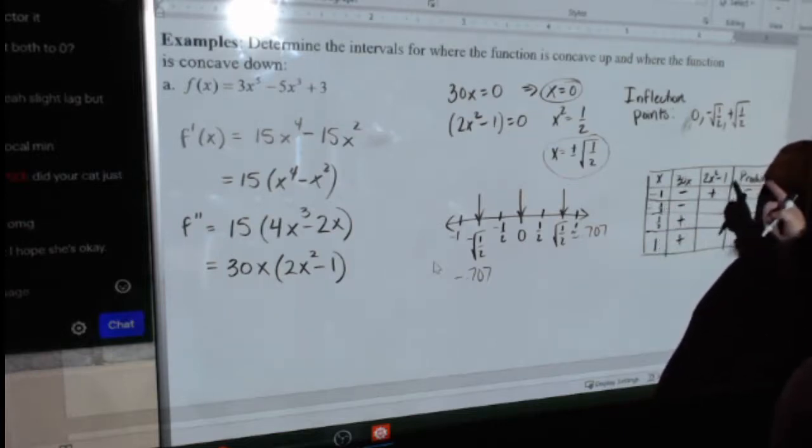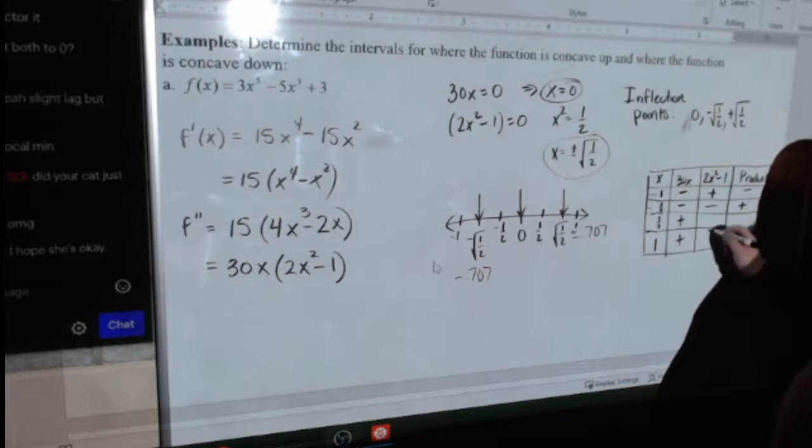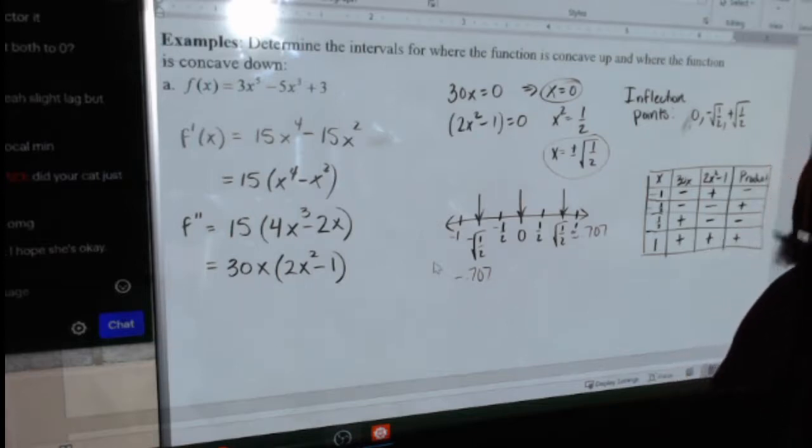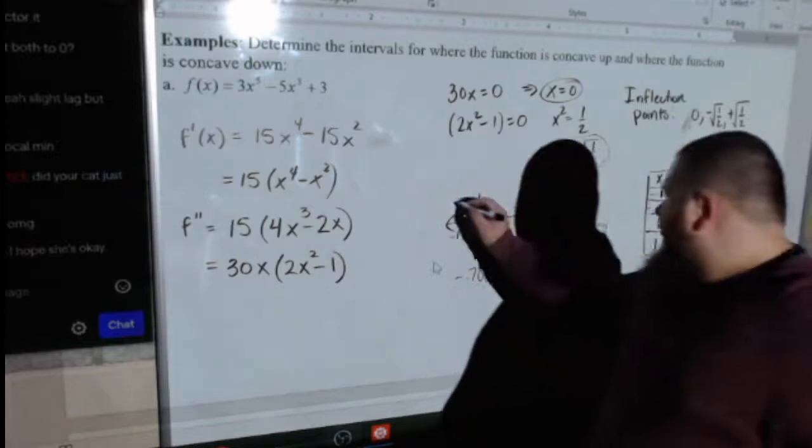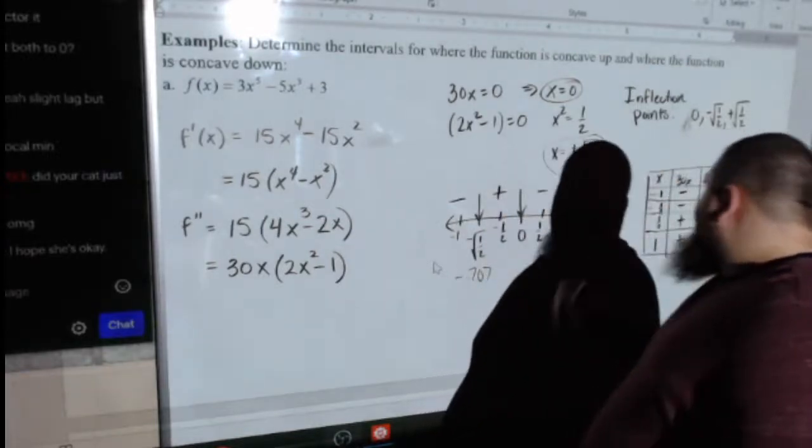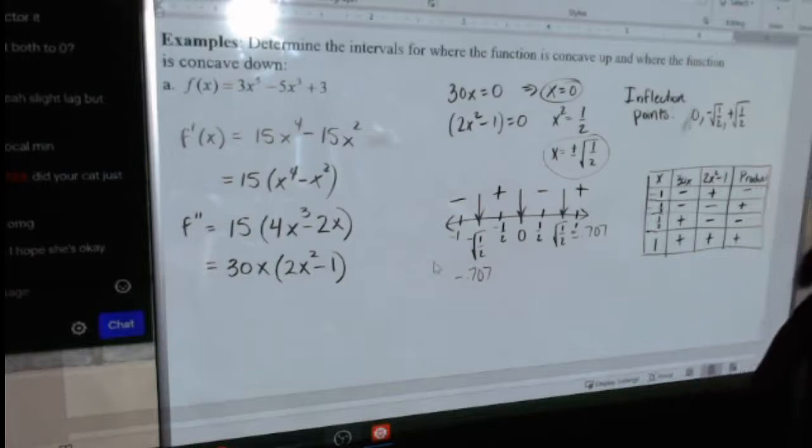Square that. That's 1/4. 2 times a fourth is 1/2. 1/2 minus 1, negative. Plug a 1/2 in. You still get negative. And plug in a positive 1. You get a positive. So my products are negative, positive, negative, positive. Put them on the chart. And then just go ahead and state where it is concave up and concave down.